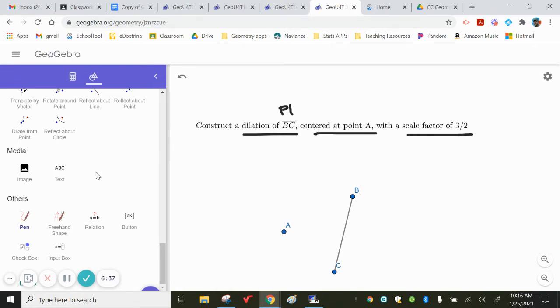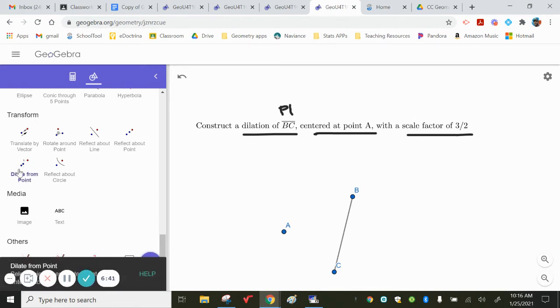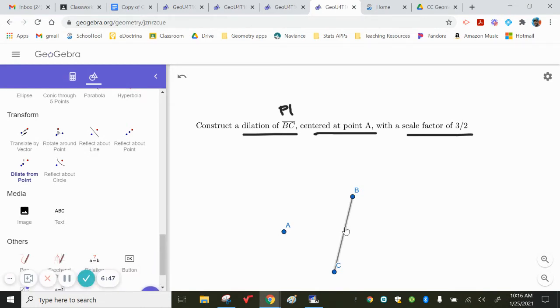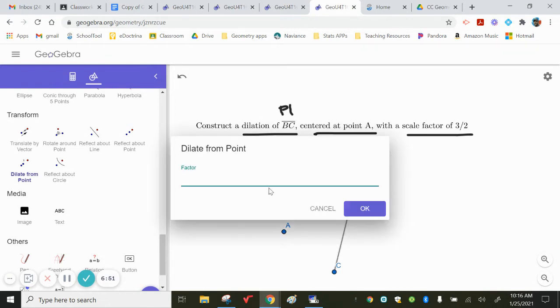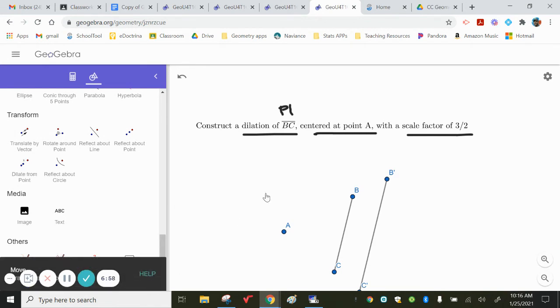So let's go ahead and start by doing the dilation. So I'm going to go to the transform menu, select dilate from point. I'm going to select the object. Now notice where I'm clicking. I'm clicking between the points B and C so that the segment itself becomes highlighted. And then I'm going to click on the point A, and then I'm going to put in the factor 3/2 and hit enter. And there is my image.